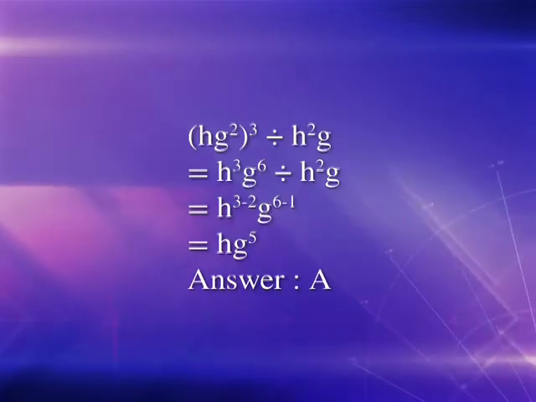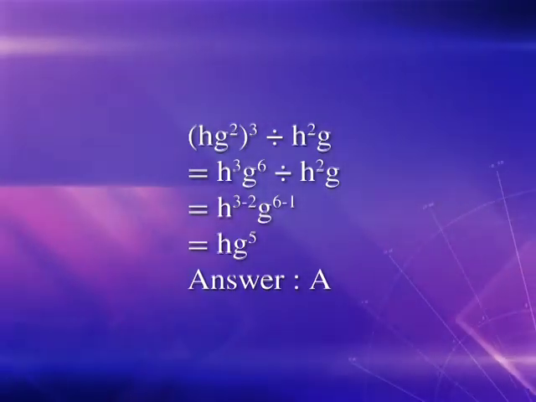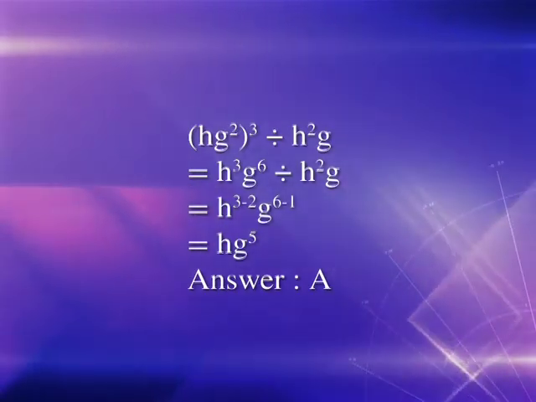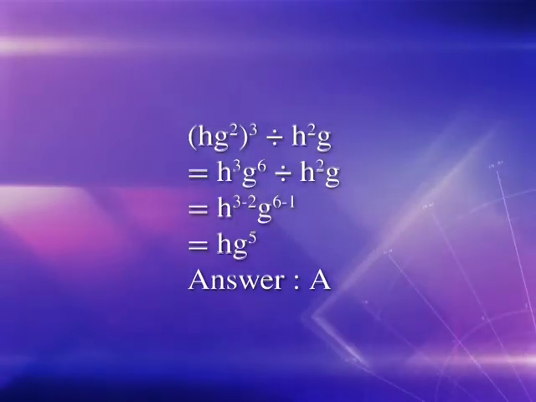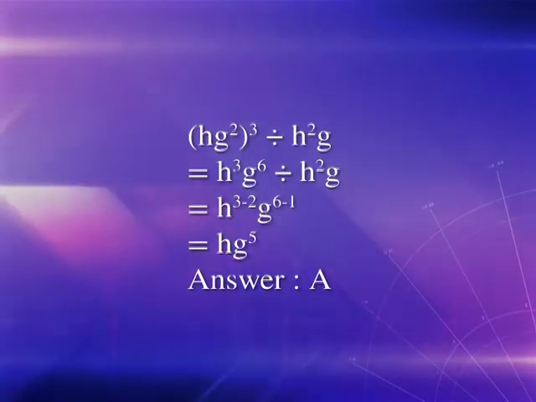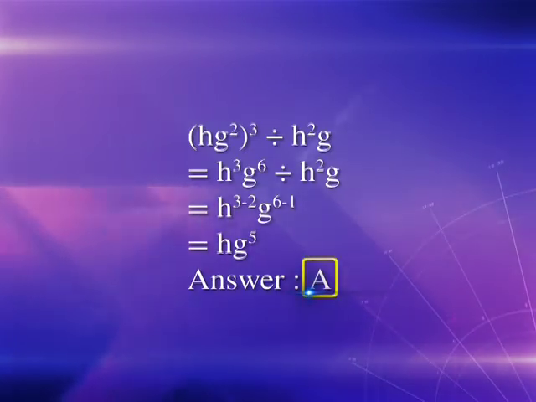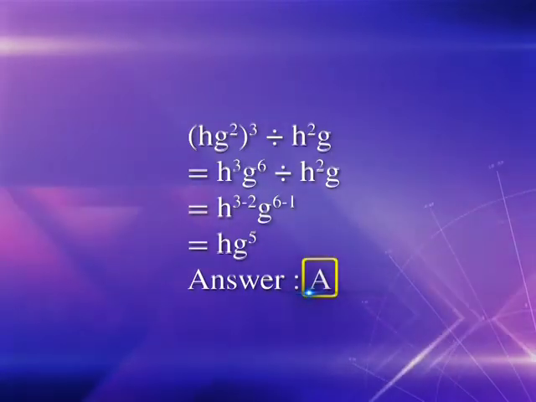Open the brackets to get h to the power of 3, g to the power of 6 divided by h squared g. Combine the same terms and simplify the index to get hg to the power of 5. The answer is A. Don't let the indices get you down. It may look tough, but it's very simple.